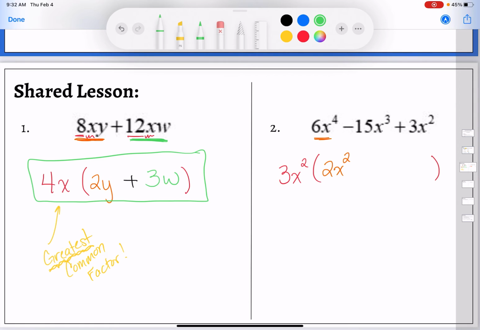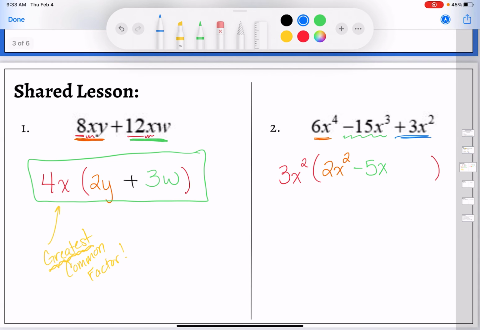All right, now my middle term here, 3x squared times what gives me negative 15x to the 3rd? That'd be negative 5x, right? Or x to the 1st if you want to. I have to have 1 more x to get to x to the 3rd. I already had x squared out front. I need 1 more to get to x to the 3rd. You don't have to write x to the 1st. You could just write x if you want to.